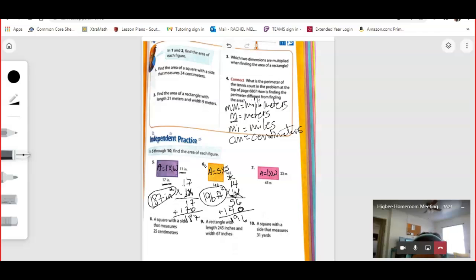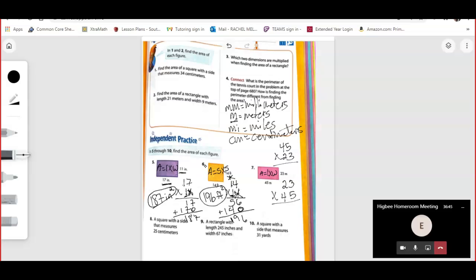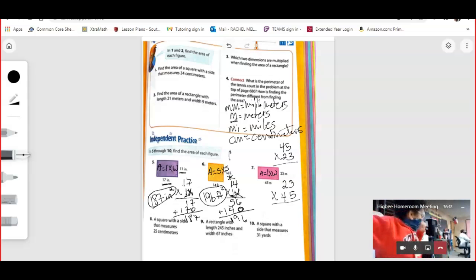Okay. All right. So we're going to do 23 times 45. Now, quick question. Is it okay if I do 45 times 23 instead? Yes, it doesn't matter the way you look at it. Okay. You're right, because that's called the commutative property. So I'm going to get the same answer regardless.